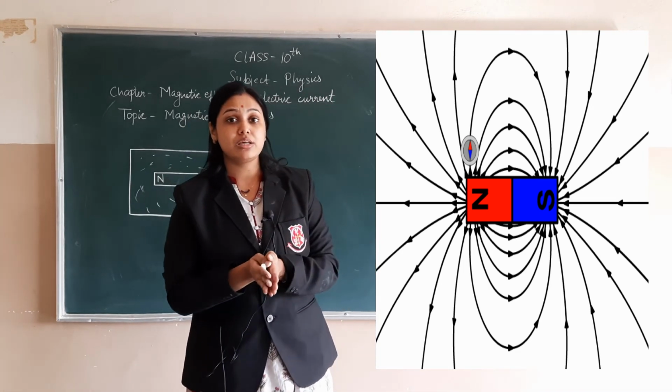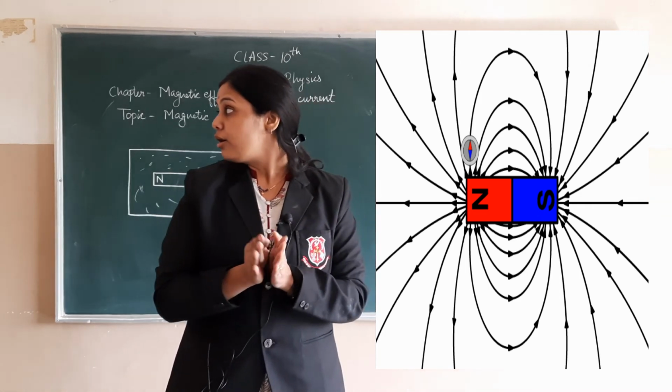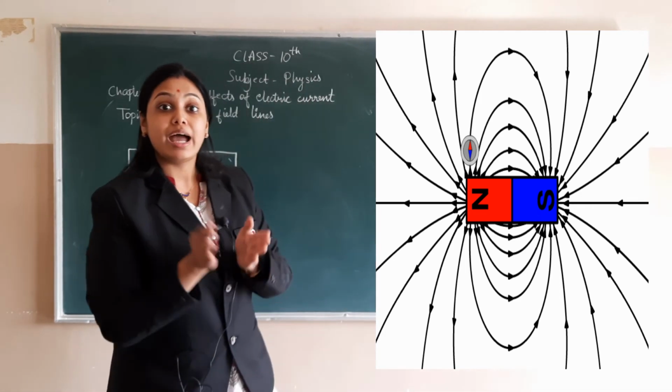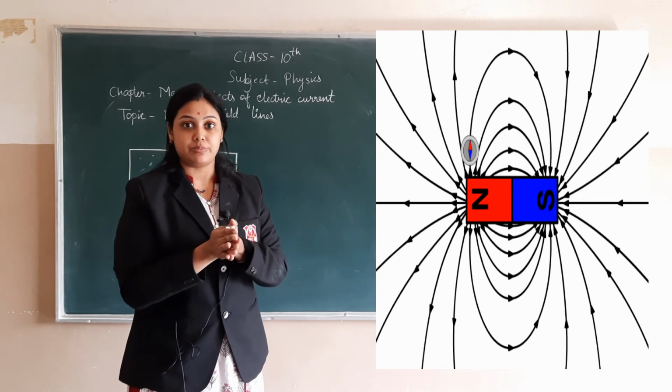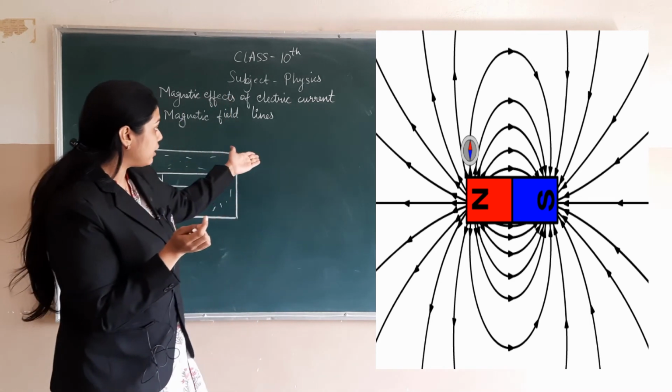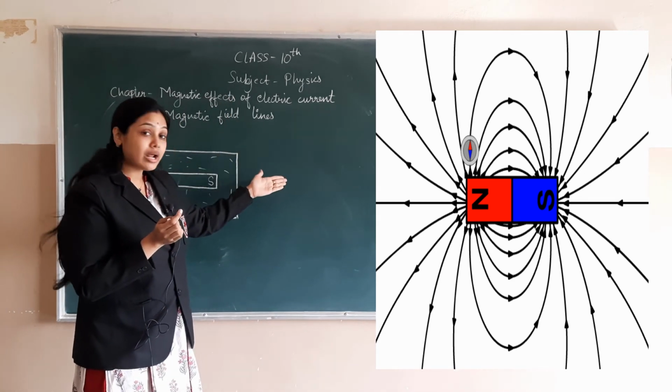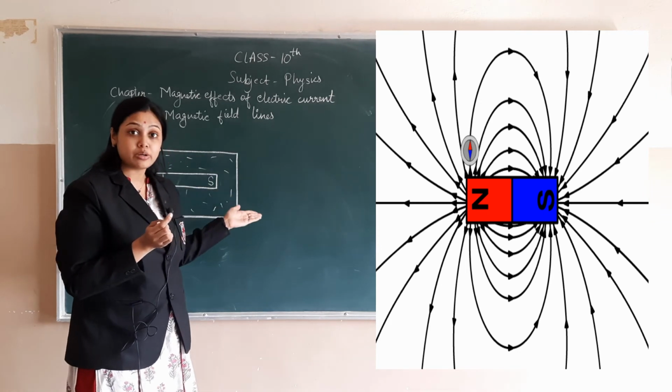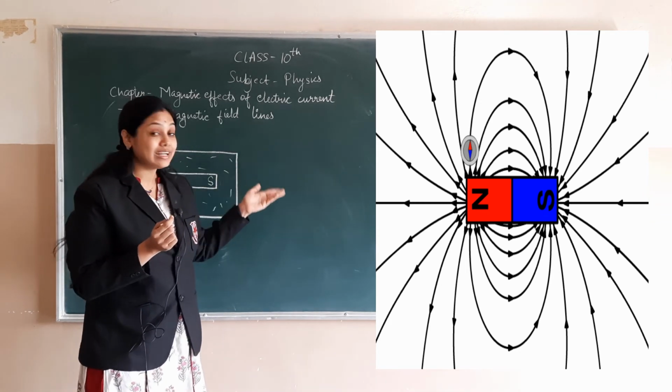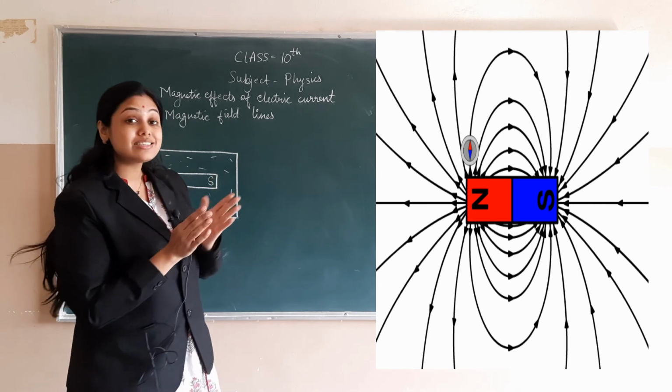The second property is that the field lines are more crowded near the poles and less towards the center. You can see in the diagram that more lines and more iron filings have arranged themselves at the corners and fewer are at the center. So this is the second property.